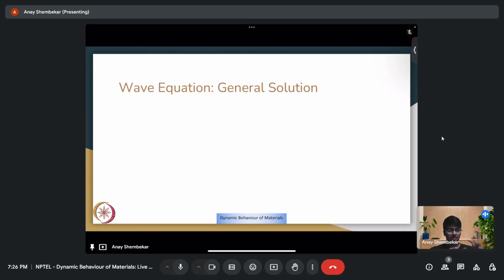The easiest way to think about this is that both x plus c naught t and x minus c naught t are simply directions where the energy or the disturbance can propagate. That's it. If you have a three-dimensional object, you can have a wave going from point A to point B as well as from point B to point A.